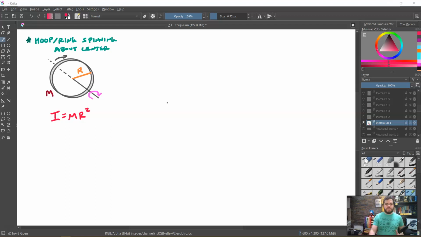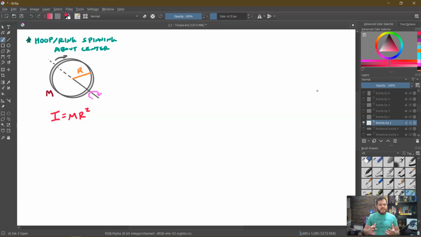So let's start with this object here, which is a hoop or a ring that is spinning about its center. If you look, all of the mass is as far away from the axis of rotation as possible, so it's not surprising that the fraction here is just 1. I is equal to mr squared, where m is the mass of the entire ring and r is the radius of that ring. But now let's take the mass and distribute it throughout that entire object.